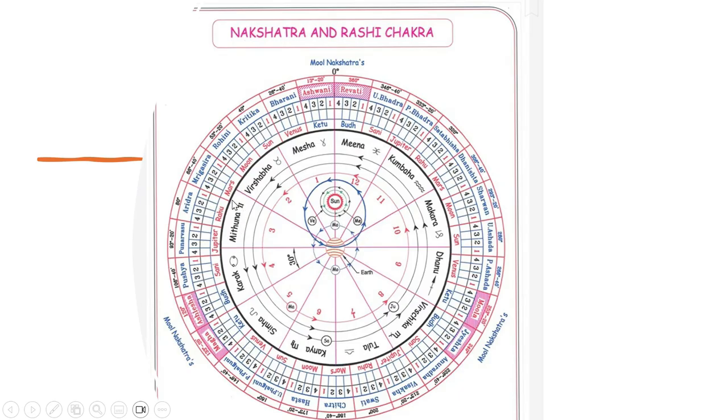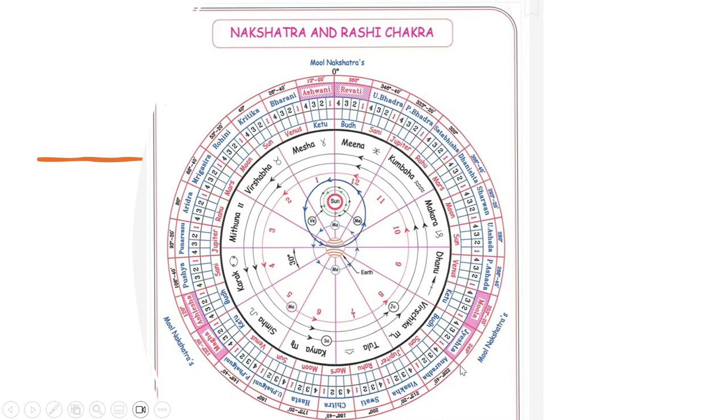Similarly, in Mithun, we have the remaining 2 padas of Mrigshira, then 4 padas of Aridra, and then 3 padas of Punarvasu will be in Mithun. So this circle will carry on, and this is a very important chart. This is how nakshatras and rashis are correlated.